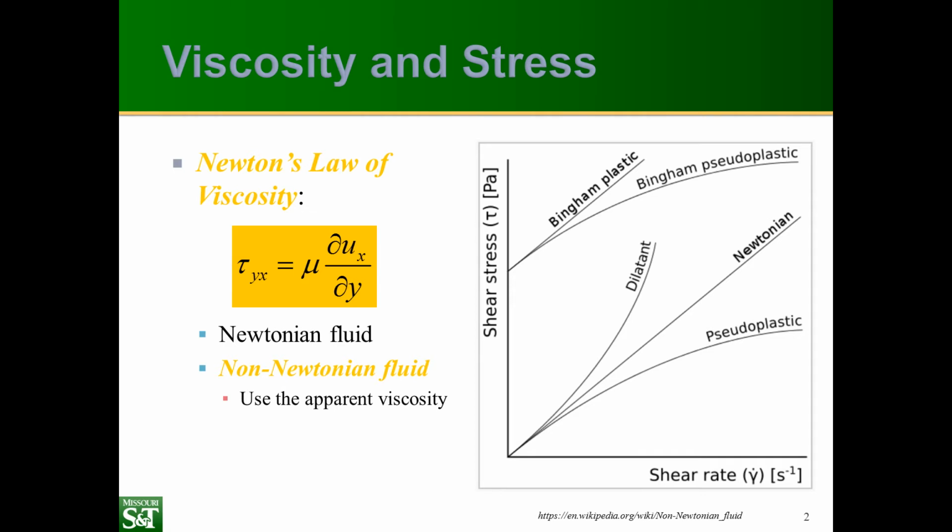Now this is what we call a Newtonian fluid, where the viscosity is a constant. It does not depend on the shear rate or the velocity gradient. That gives us a Newtonian fluid. We also have what we call non-Newtonian fluids, where the viscosity actually depends on the velocity gradient. And there are different types of behaviors, but in general, we should use the apparent viscosity for a particular condition in Newton's law of viscosity.